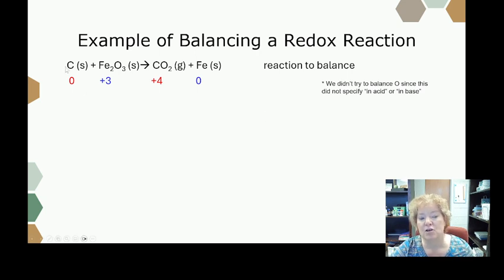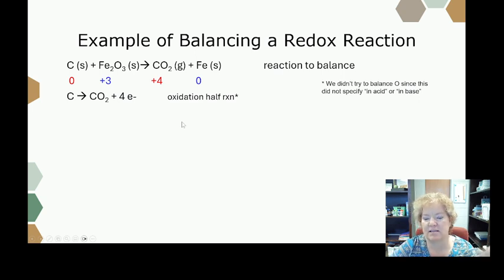So it looks like carbon is going from 0 to +4, so that's increasing, that's an oxidation. Iron is going from 3 to 0, it's reducing, so that's a reduction. So now I'm going to break it up, I'm going to write the oxidation half reaction first. So carbon is on the left, CO2 is on the right, and now I have to figure out how many electrons that takes. So this is +4, this is 0, that's a difference of 4, and it always goes on the more positive side, so I'll put 4 electrons there.